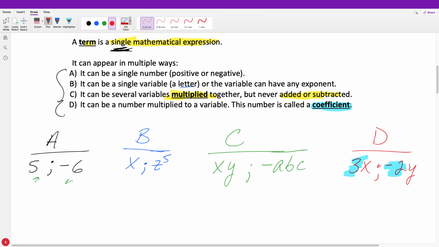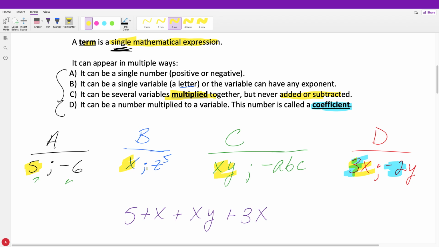If I were to take the first one of all of these, so let me just go through and highlight them all. So the first example I wrote for all of these, and I were to combine them all together and write them as one expression, 5 plus x plus xy plus 3x. In this case, I actually would have 4 different terms. All right, terms are also expressions that are separated by a plus or minus sign.